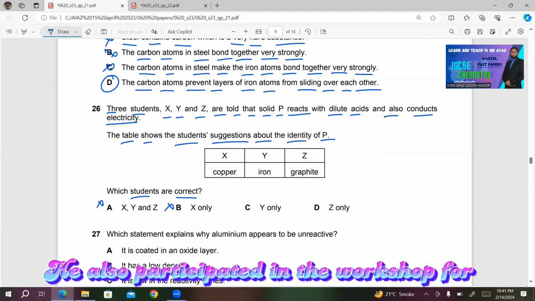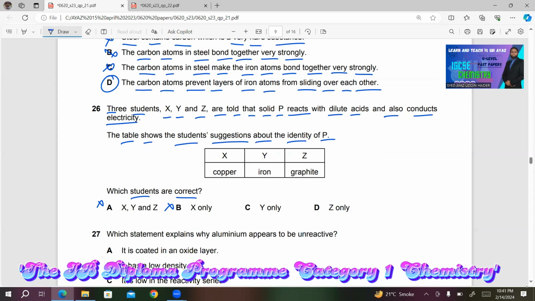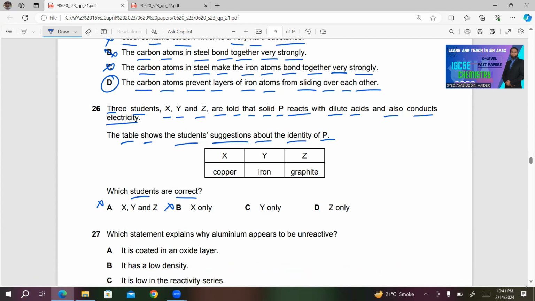What about Y? Iron. Yes, iron will react with dilute acid because it is above hydrogen in the reactivity series. Copper is below hydrogen in the reactivity series. So iron will definitely react with dilute acid, and it will also conduct electricity. In fact, all these three are good conductors of electricity.